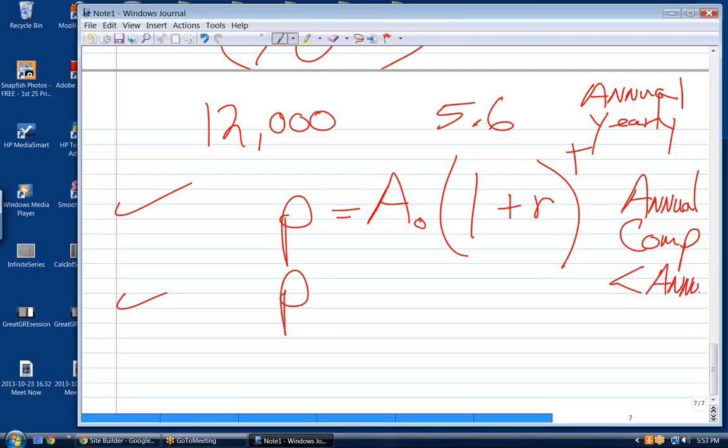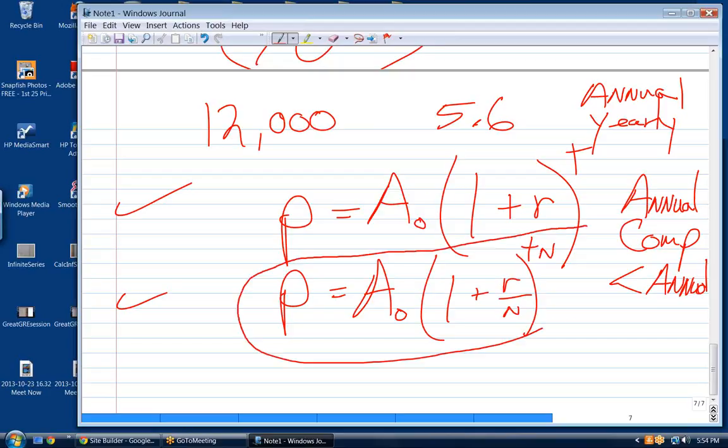In other words, either monthly or daily. That is A sub 0 times 1 plus r over the number of times per year it's compounded, to the t times the number of times a year it's compounded. So this equation, say it was compounded monthly. You would take the annual rate, divide it by 12, and raise it to the t times 12.